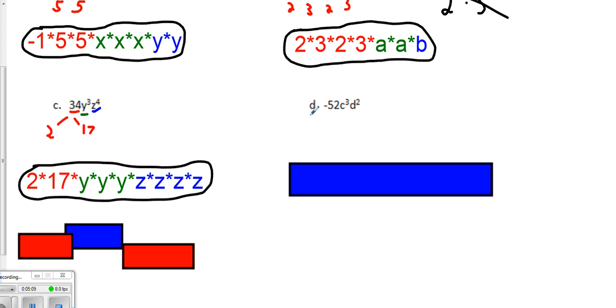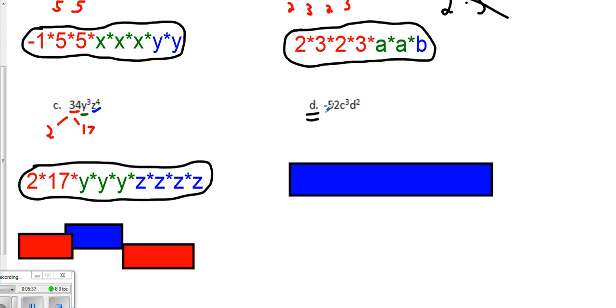For example D, I want you to try this one on your own. Take a second to pause the video, see if you can find the factored form of negative 52c cubed d squared, and then replay the video and see if your answer matches up with mine. So I'll give you a sec to pause the video. Hopefully you've tried this on your own now, so let's check and make sure that your answer matched up with this one.